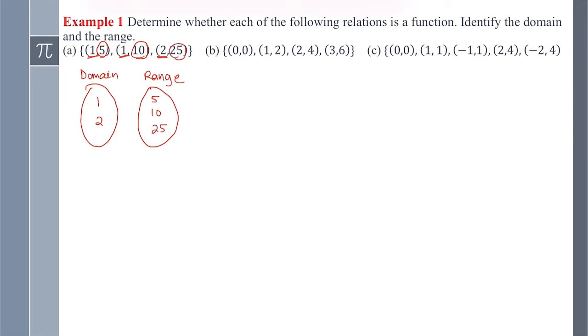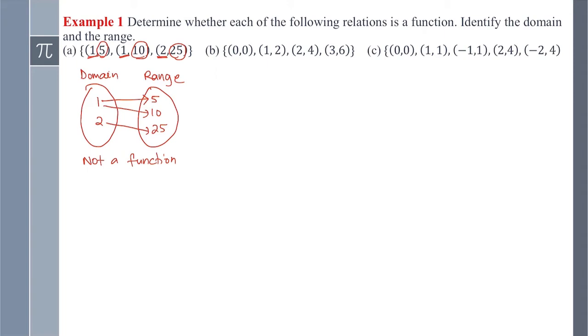So now let's map this, okay? So 1 is mapped to 5, and then 1 is again mapped to 10, and 2 is mapped to 25. So we see here that the input 1 has two different outputs. So it's not mapped to exactly one output. That means this is not a function. It's just a relation. Still a relation because each input is mapped to at least one output.